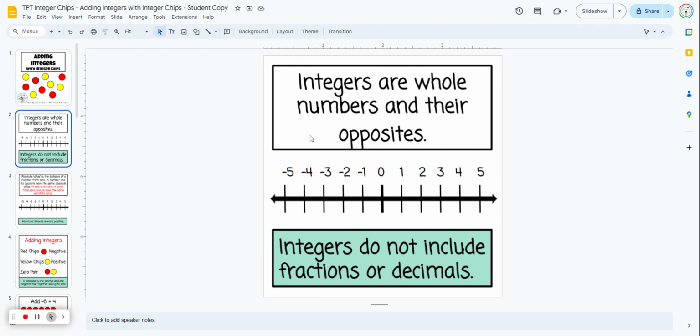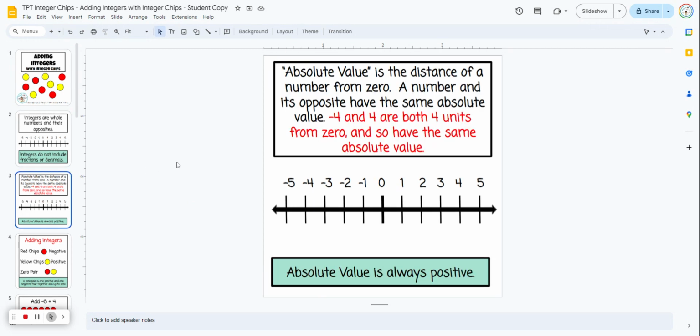They're whole numbers and their opposites, does not include fractions or decimals. And then it explains what absolute value is, the distance from 0.